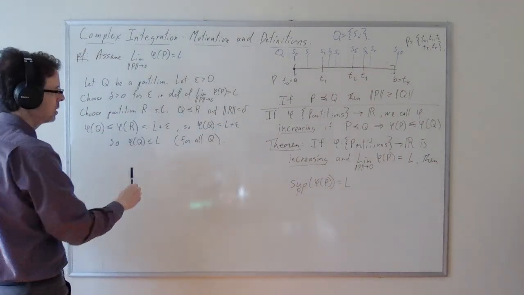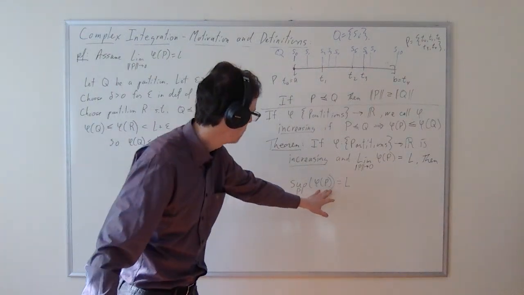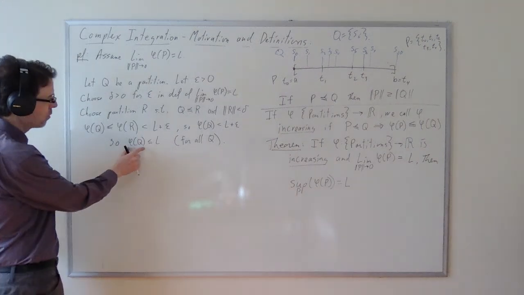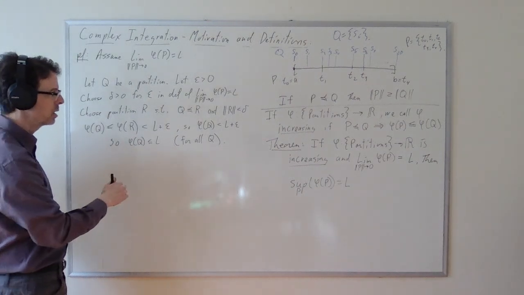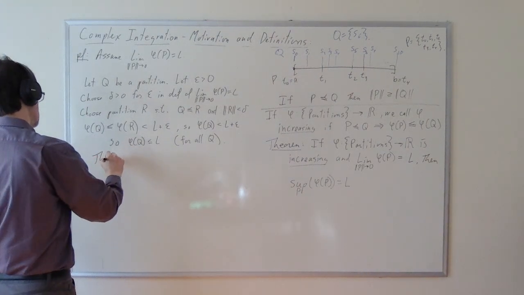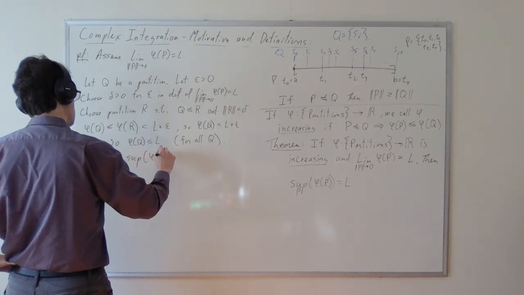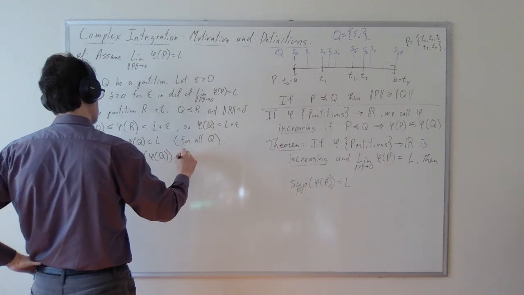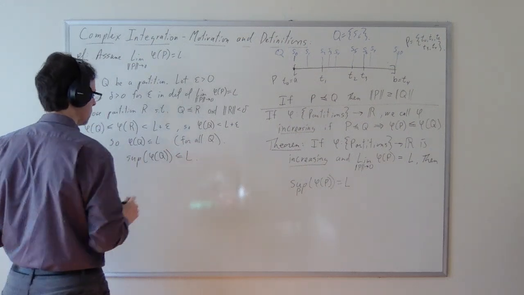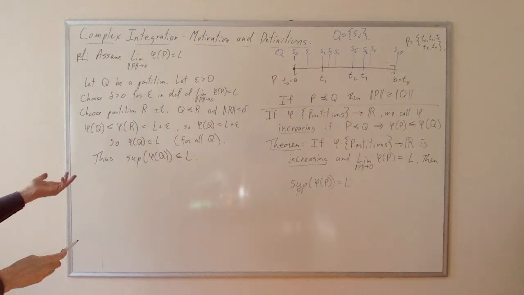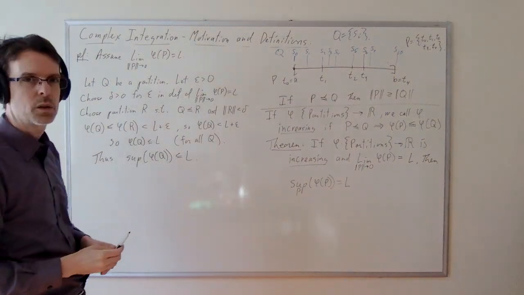And so basically this is telling us that this supremum is a supremum of a set, but every element in that set is going to be less than or equal to L. So what do we prove here? Thus we show that the supremum of phi of Q is less than or equal to L. This doesn't show that it's equal to L, but it shows that it's less than or equal to L.